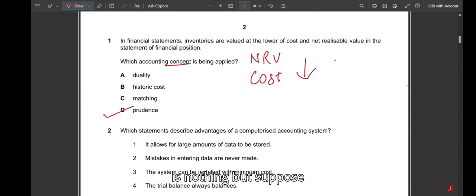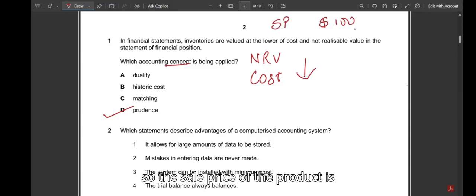NRV is nothing but, suppose I can sell a product at $100. So the sale price of the product is $100. Suppose the product is a bag. But in order to sell the bag at 100, there is some repairing work which has to be done, which will cost me, suppose, $20. So technically I'm getting 100 in my hand, but in order to sell that product for 100, my $20 is being spent. So the actual net realizable value for that product is 80. That is the meaning of NRV, net realizable value.